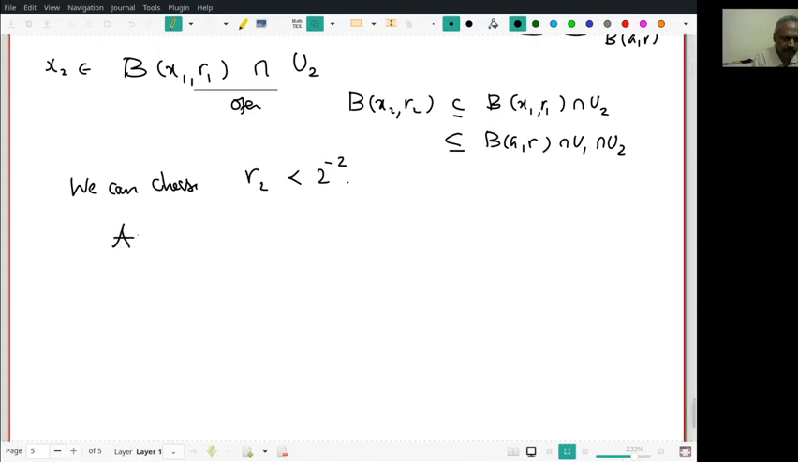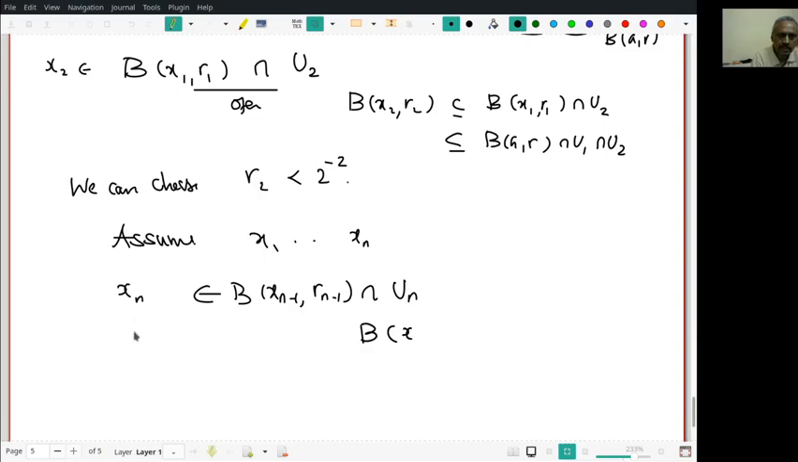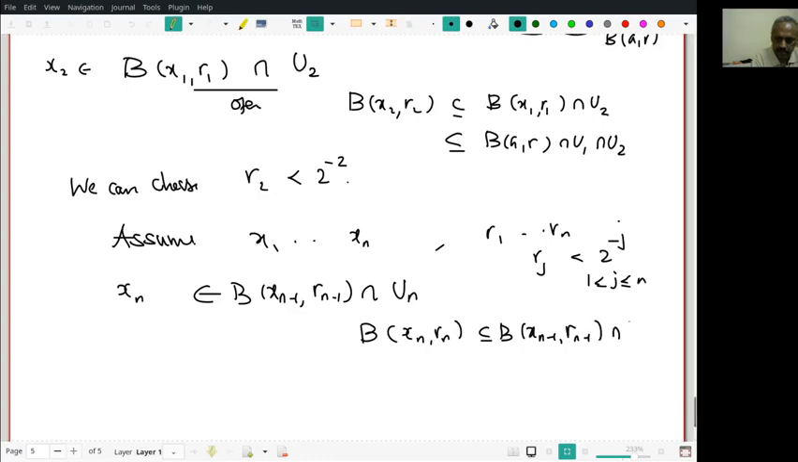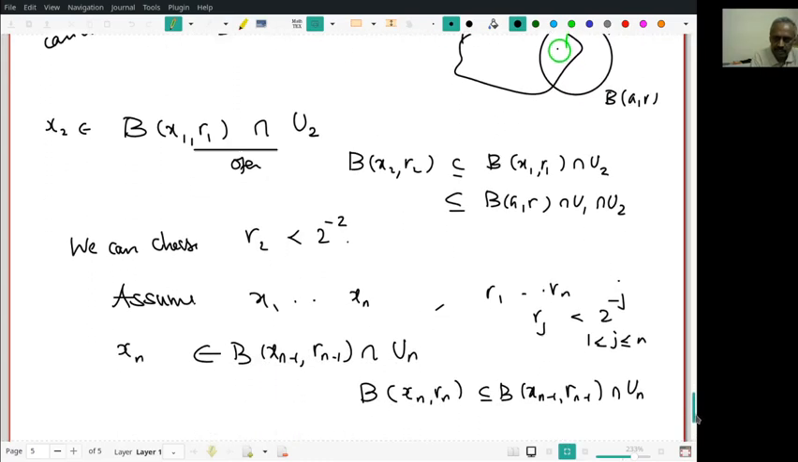Let us assume this is the induction hypothesis. Assume I have chosen x1, x2, ..., xn, and with what property? xn belongs to B(xn minus 1, Rn minus 1) intersect with Un, and I choose an Rn such that each Rj is less than 2 to the power minus j, and B(xn, Rn) is contained in B(xn minus 1, Rn minus 1) intersection with Un. Understand? The same picture we are going to do.